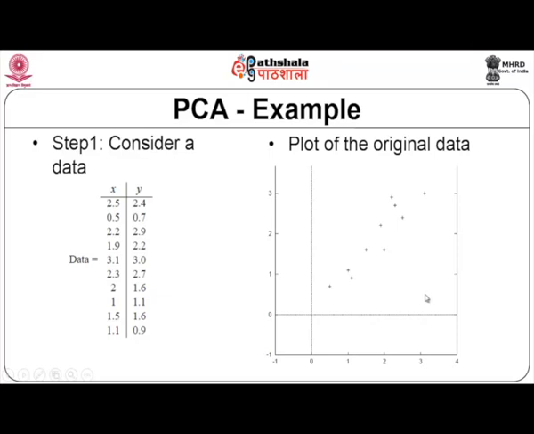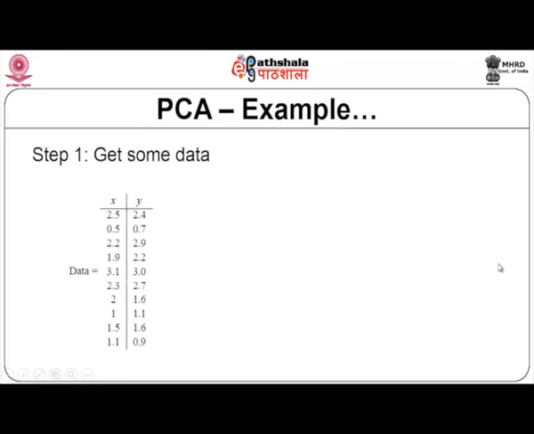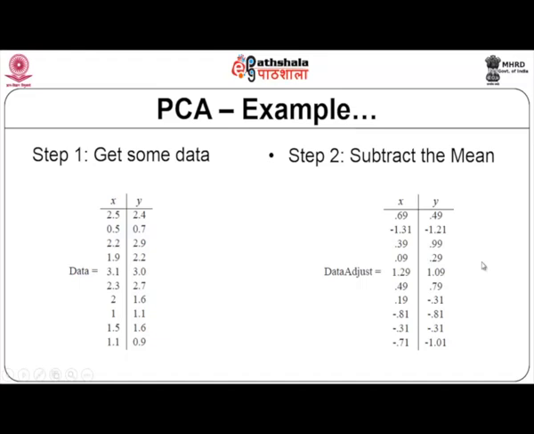Therefore, to get a better understanding of this data set, you need to transform the existing dimensions to new dimensions using principal component analysis. So, the second step is to subtract the mean from the data. You will have to calculate the average of x, the average of y, and then subtract this average from every value of x and every value of y.